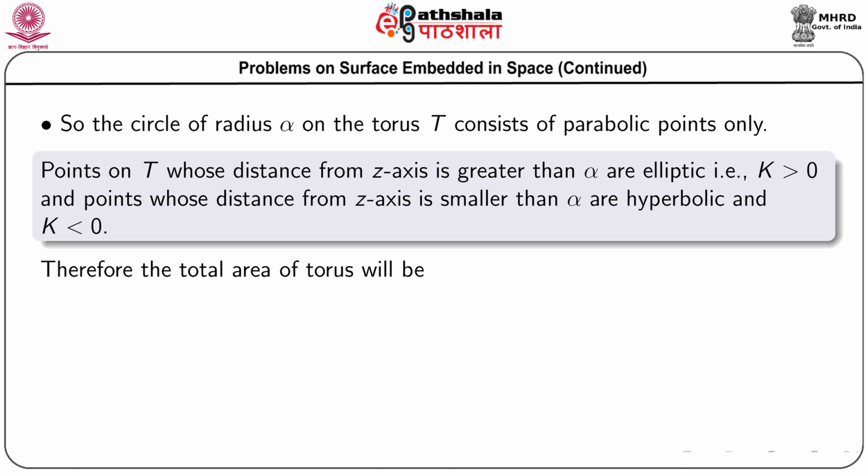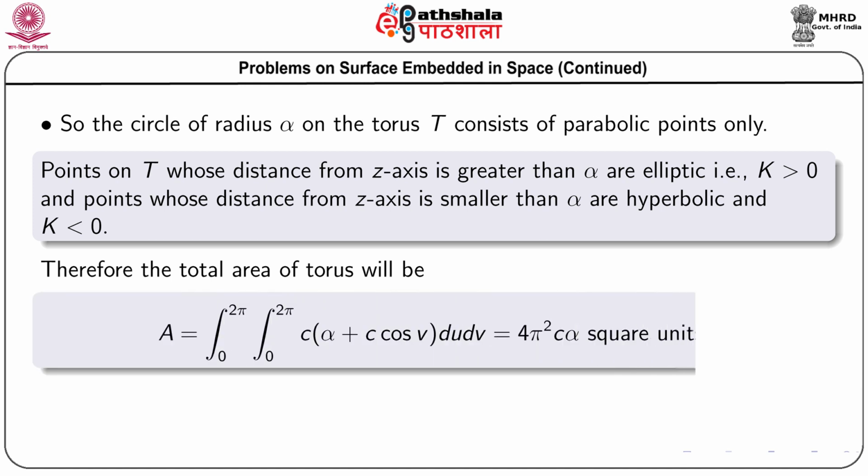And we can also find the total area of the torus. The total area of the torus can be obtained by the double integration. Earlier we have obtained the formula for how to find the area on a surface, and this comes to the integration from 0 to 2 pi and 0 to 2 pi of (c alpha plus c cos v) du dv, that is equal to 4 pi square c alpha square units.